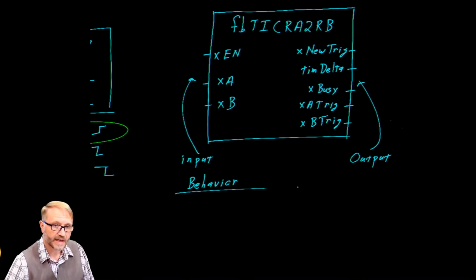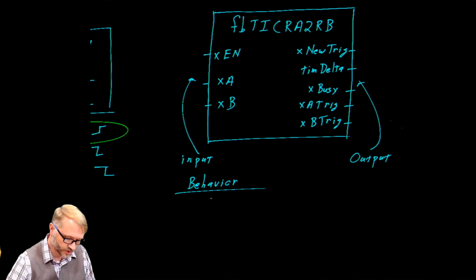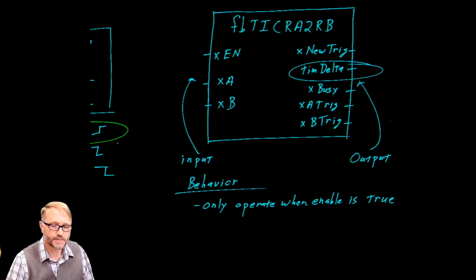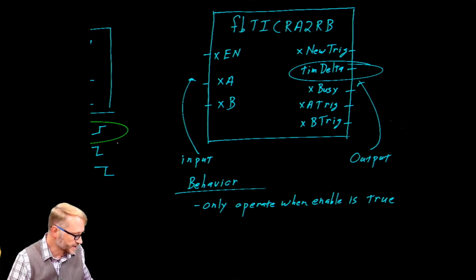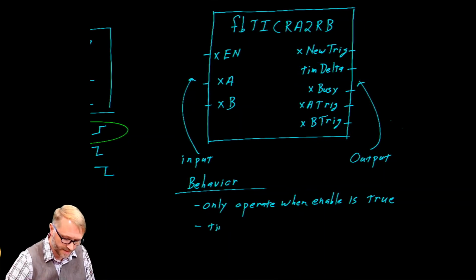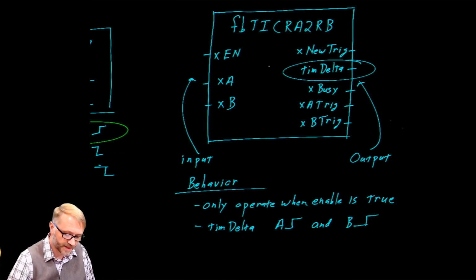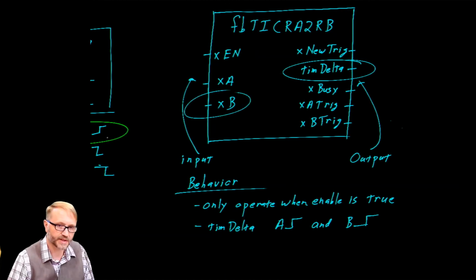Our first behavior is only operate when enable is true. We want to calculate delta time as the time difference between rising edge A and rising edge B. Type time delta captures the time difference between rising edge of A and the rising edge of B. We want a clean, crisp update of time delta to correspond with when we are finished counting. And we'll finish counting when the B input goes high.